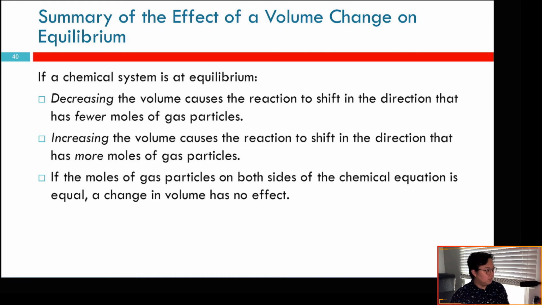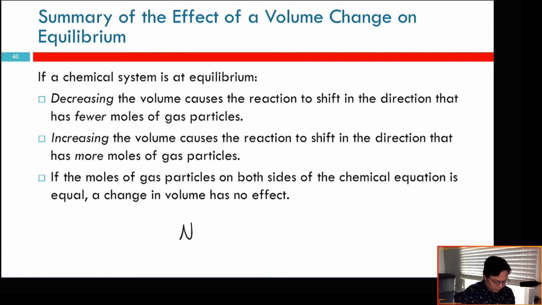So to summarize volume, if we're at equilibrium, decreasing the volume causes the reaction to shift in the direction that has fewer moles of gas particles. Decreasing volume, we want fewer gas particles because we've increased the pressure. If we increase the volume, then we cause the reaction to shift in the direction that has more moles of gas particles because we have decreased the pressure. So increase the volume, more moles of gas. Decrease the volume, fewer moles of gas. And if the moles of gas particles on both sides of the chemical equation are equal, the change in volume has no effect.